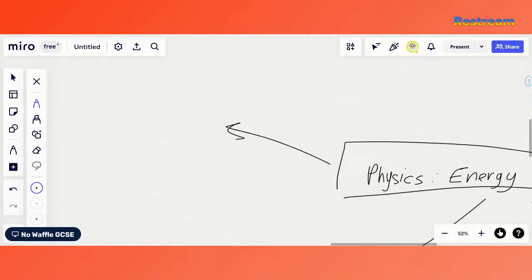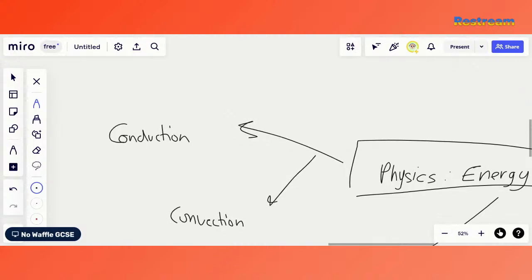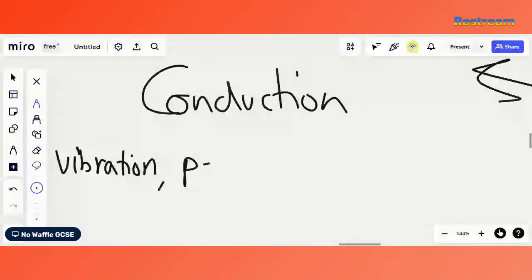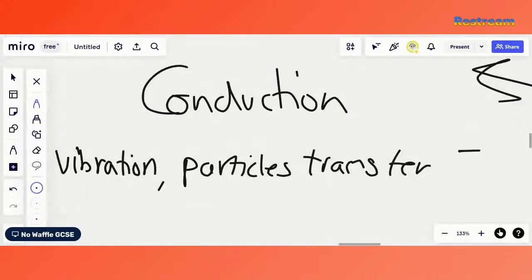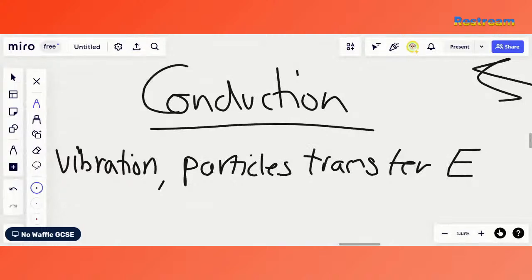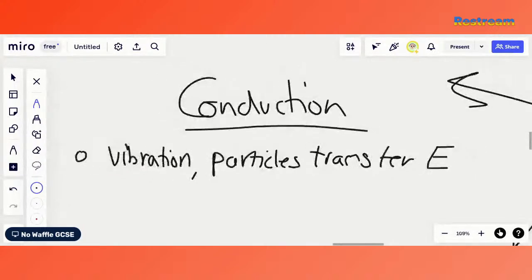So conduction and convection are 2 ways in which thermal energy is transferred. Conduction is where vibrating particles transfer energy to neighboring particles. Vibration allows particles to transfer energy. Now, in order for particles to vibrate, they must be solid. So conduction mostly happens in solids.